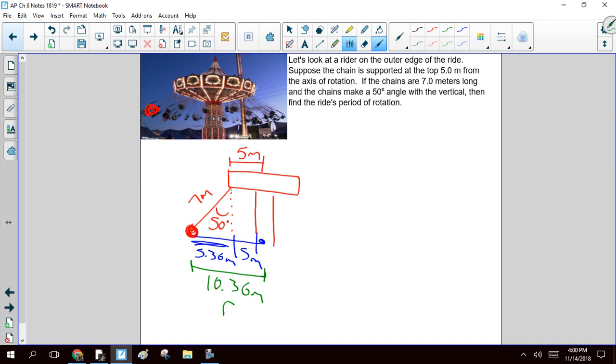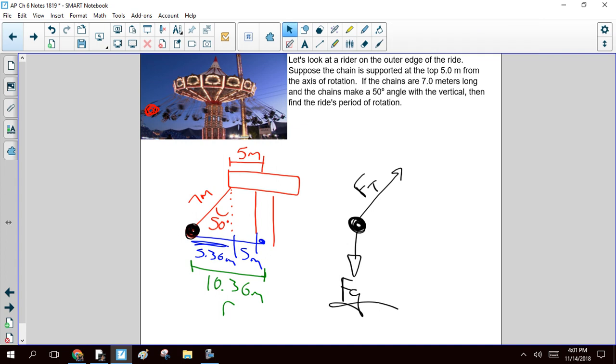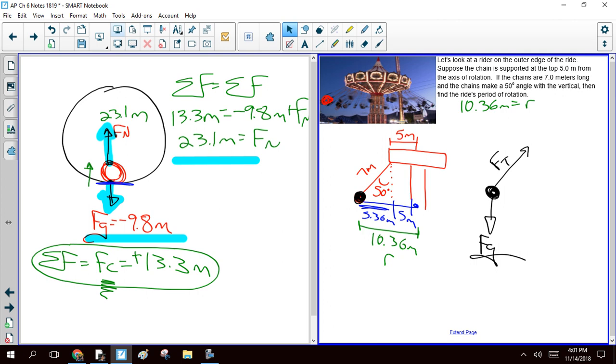Okay, and the question wants to know what's the period of rotation. We're really not given a lot to go on here, right? So let's focus on this for a minute. Here's our person at the end of the swing. What forces are acting on them? Well, there's the tension from the rope pulling them this way, and gravity pulling them down, right? And I think that's it. So what we want to do is make a note of our radius. 10.36 meters is our radius.